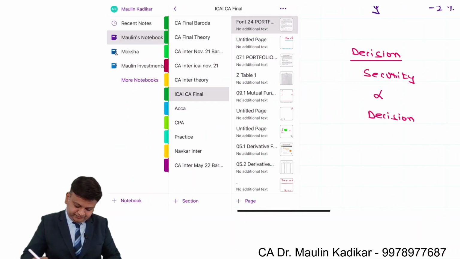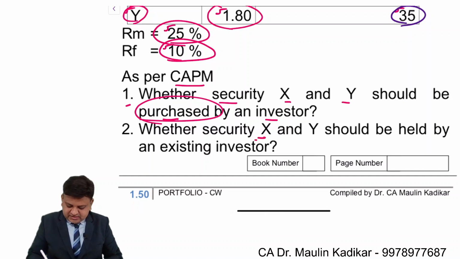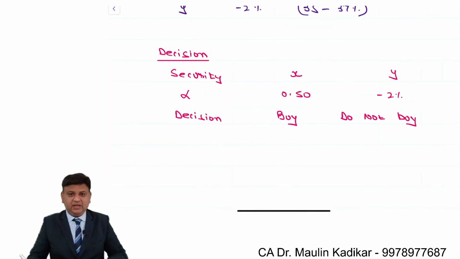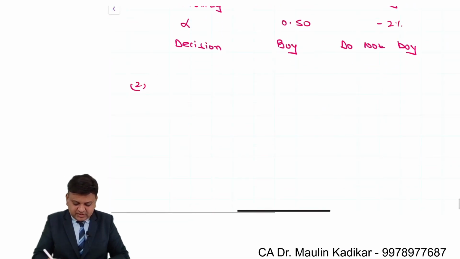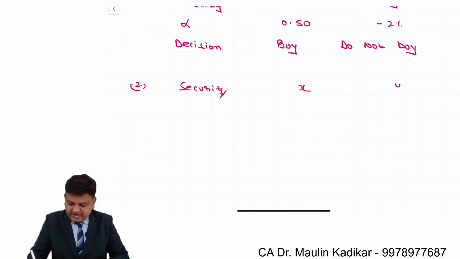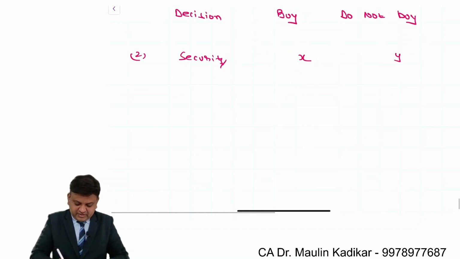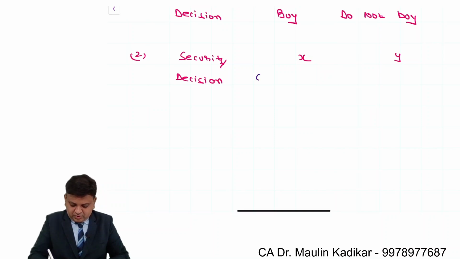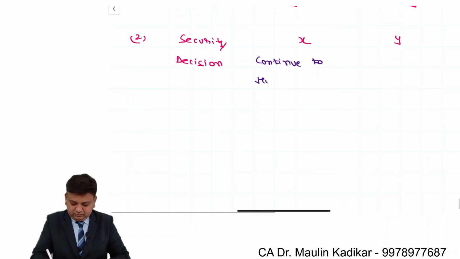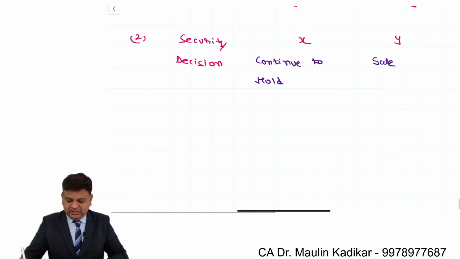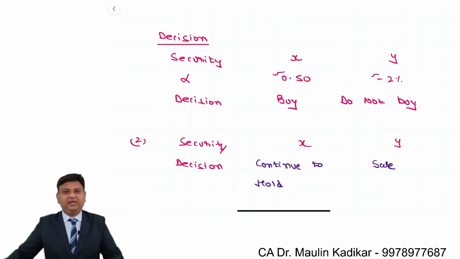Now the second part of the question: whether security X and Y should be held by an existing investor. For the second question, the answer is straightforward. For security X and Y, we have already found alpha, it is positive and it is negative. So the decision is, in the first case, continue to hold, and over here you should sell. That is the way we can take the decision.